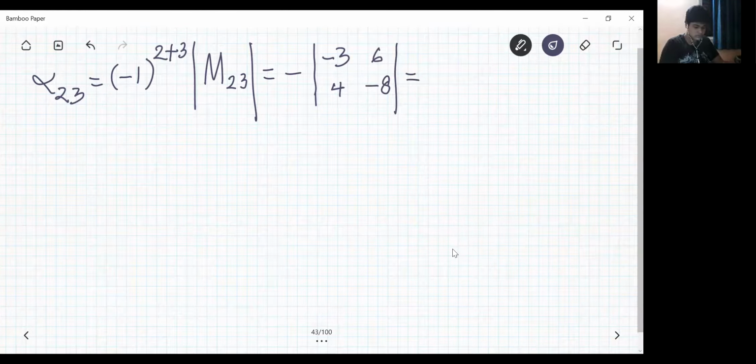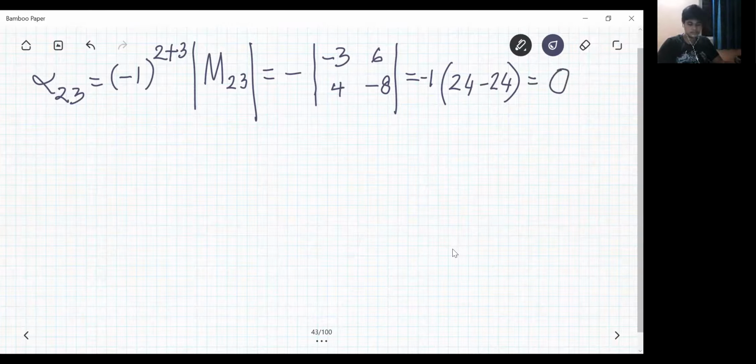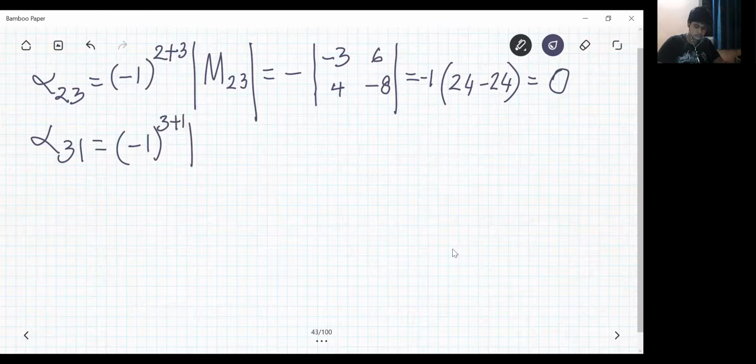So this is minus outside. This is 24 minus 24. So this is minus 1 into 0, so it is 0. Whether we multiply by minus or plus, for 0 we don't put the minus or plus sign. It is an unsigned integer. Then alpha 31 is minus 1 to the power of 3 plus 1.